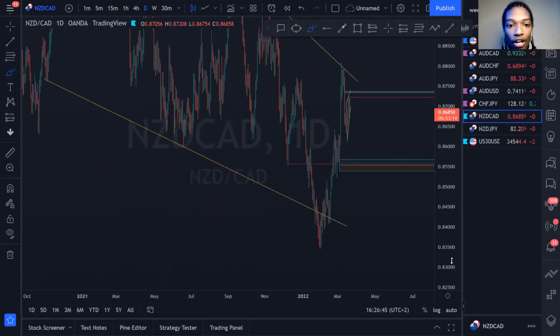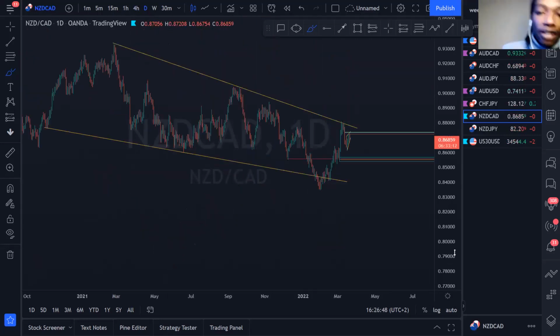Now on to that New Zealand dollar CAD. Now coming into New Zealand dollar CAD is going to be very interesting.